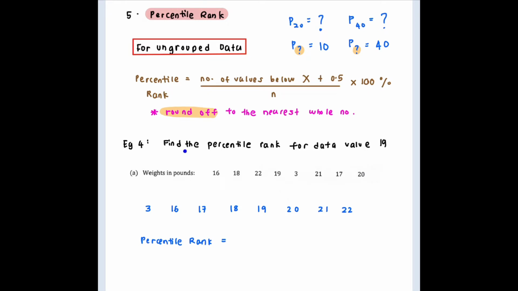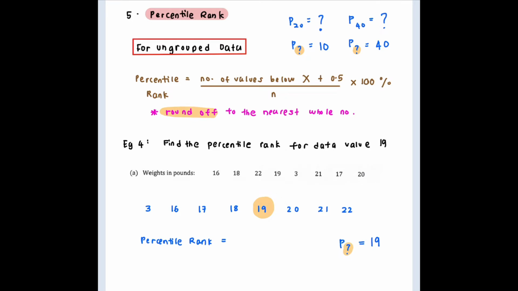Okay, look at this example. Find the percentile rank for the data value 19. This is the same example that we did just now, which is weight in pounds. So this is the data after you arrange in order. Lowest is 3, highest is 22. So the question asks, for the data value 19, in which percentile rank does that data fall? So you have to find in which percentile the answer is equal to 19. So this is the unknown here, the percentile rank.